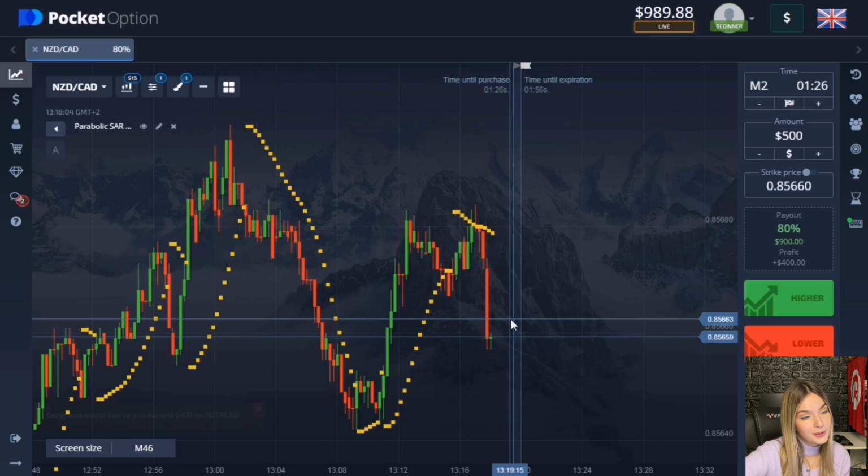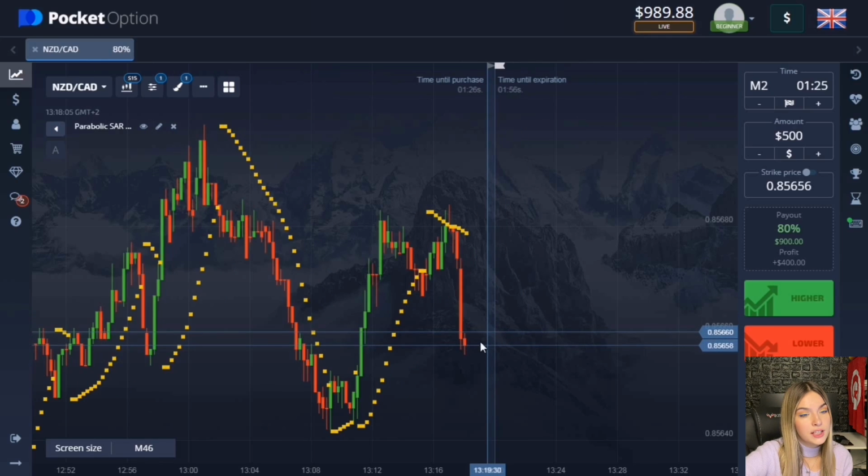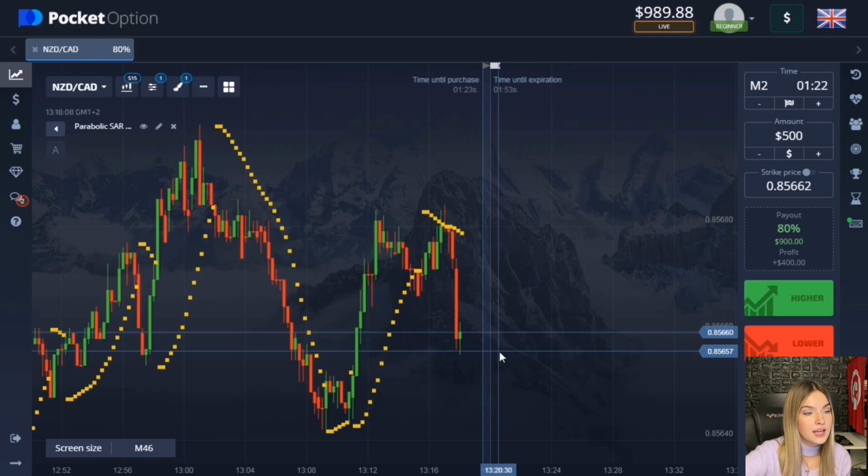Well friends, quite well. There was a pullback up and after that the price went down with an impulse and we get a great profit. 2 minutes was just enough and the indicator suggested further price movement. Let's continue and find the next entry point in the market.